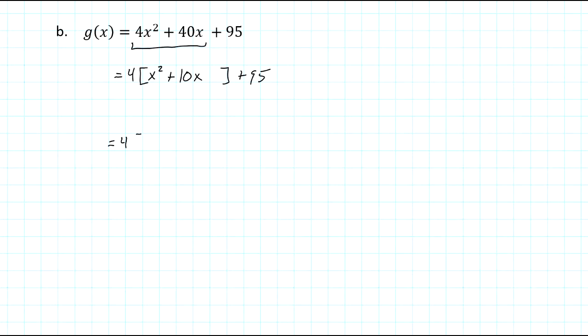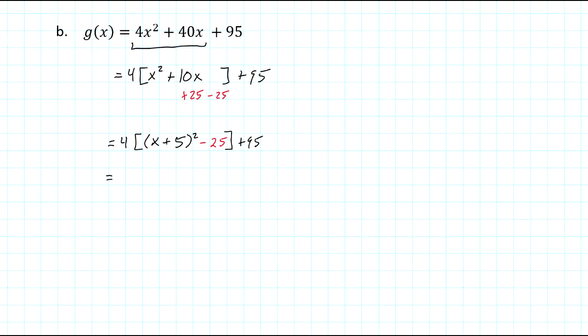I'm going to go 4 bracket parentheses x plus half of 10 is 5, quantity squared. But by consequence, this adds 25 in here. So we need to subtract 25 as well to keep everything in balance, bringing that minus 25 down. That is inside of those brackets, super important. Bring down the plus 95. This one's not going to be so bad. This is going to be an easier problem, I believe.